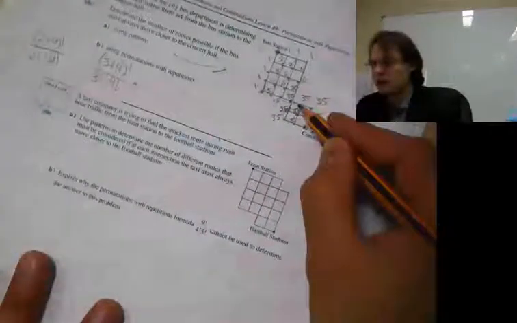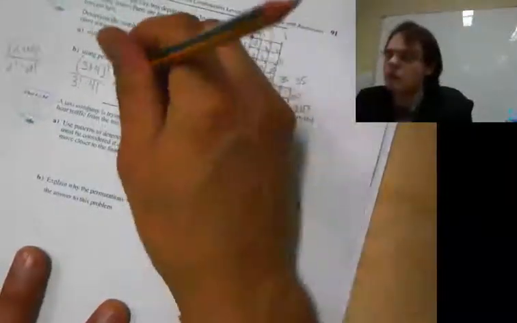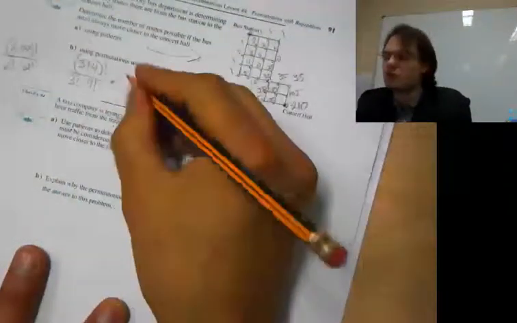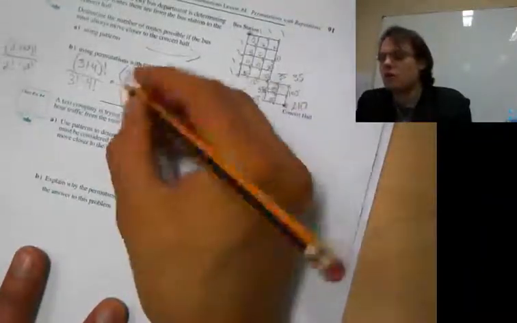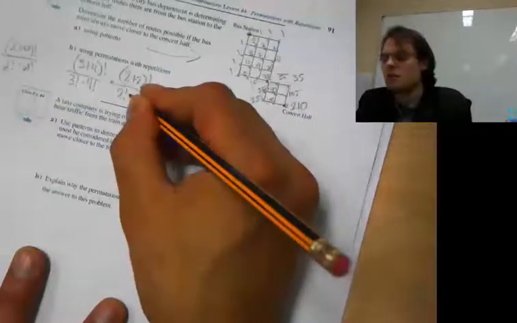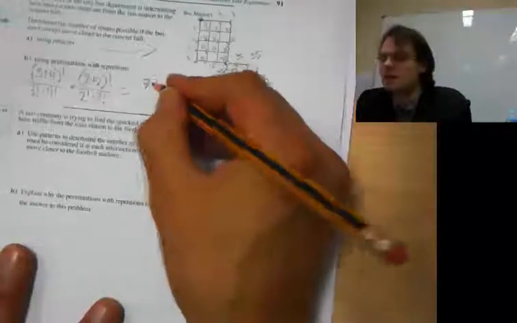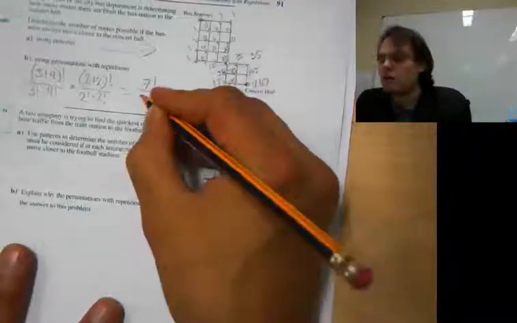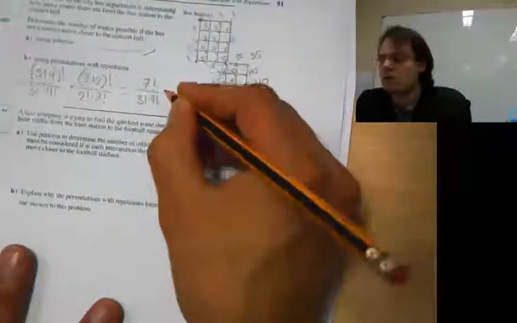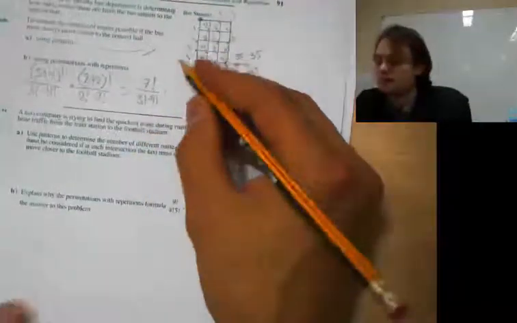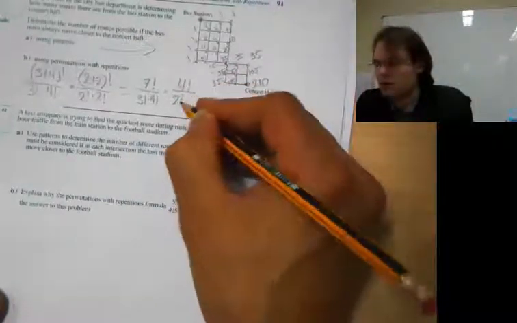So that is 4 factorial, or sorry, I'll write it all out. Not skipping a step. So we have 2 plus 2. Those are the dimensions. Factorial all over 2 factorial multiplied by 2 factorial. So if we simplify this, I'm going to get 7 factorial all over 3 factorial multiplied by 4 factorial. All that multiplied by 4 factorial all over 2 factorial multiplied by 2 factorial.